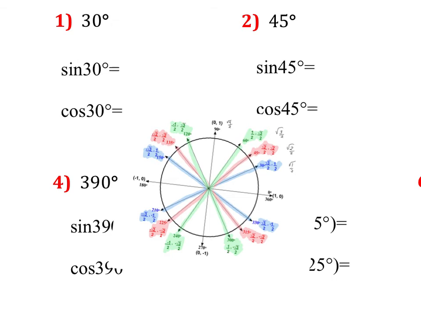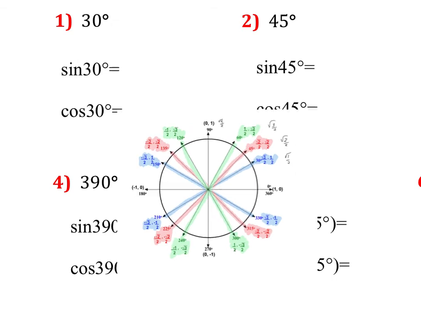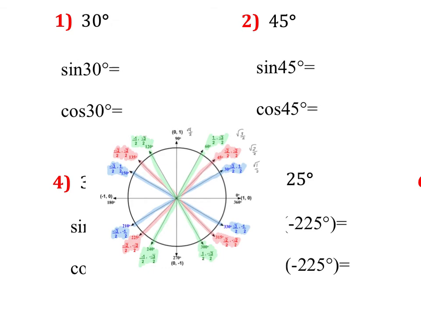Okay, first one, we want to know what is the sine and cosine of 30 degrees. Well, 30 degrees is this guy right here. Cosine, comma, sine every time. So cosine is the x value, sine is the y value. So rad 3 over 2, comma 1/2. Cosine of 30 degrees is rad 3 over 2. Sine of 30 is 1/2. Let's do number 2, 45 degrees, right here. They're both going to be rad 2 over 2.